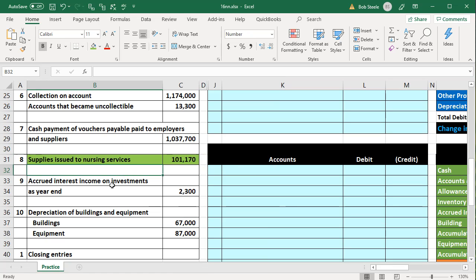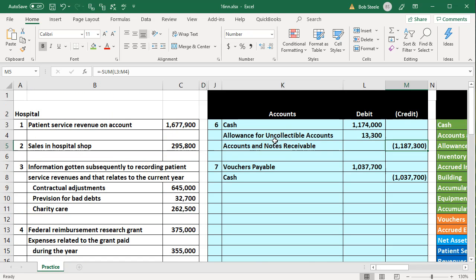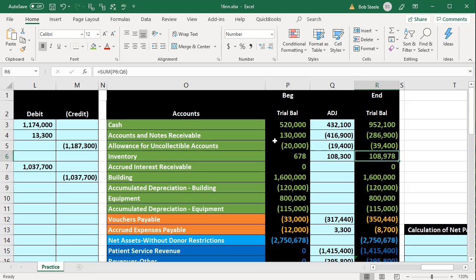Number 8 says we have supplies issued to nursing services. So we have this supplies that are going to be issued. In other words, we're going to think about the supplies being basically the medical supplies. That's going to be our inventory. We're going to issue them out, so we're basically going to expense the medical supplies at this point in time. So we're going to have an expense of the supplies, and we're going to be decreasing what we have as the inventory. In other words, we're tracking the inventory up top here, medical, and then we're going to be expensing the nursing service expense and crediting the inventory. Let's take a look at that.